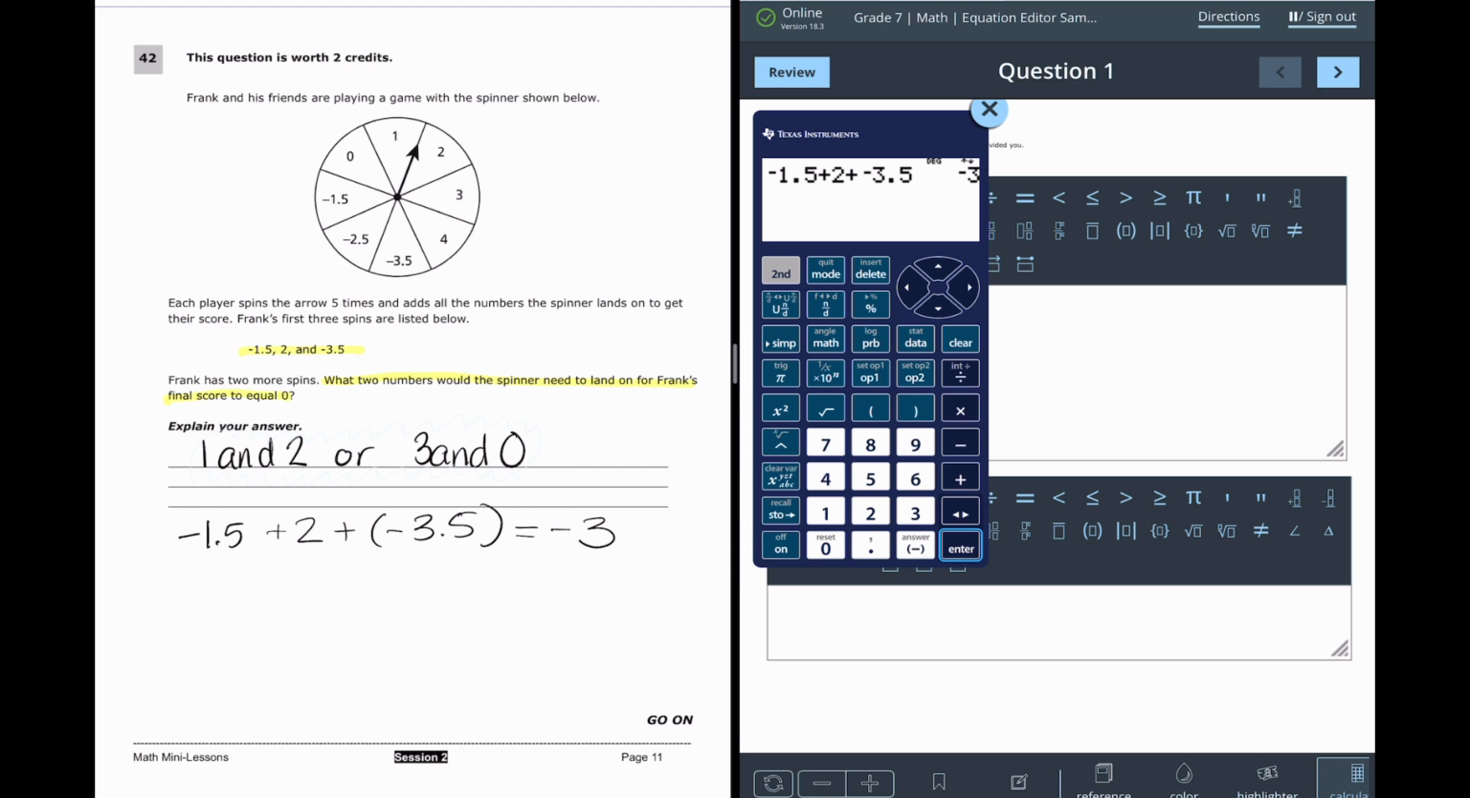So in order for him to get 0, I have to have a +3 to get to 0. So what 2 spins can give me a total of 3? And that's what the question is asking. So you have to look and see on your spinner what combinations you could have to get a positive 3. And I could land on these two because 1 plus 2 will give me positive 3. And I could land on 3 and 0. That can also give me a positive 3. No other combination will give me a positive 3.